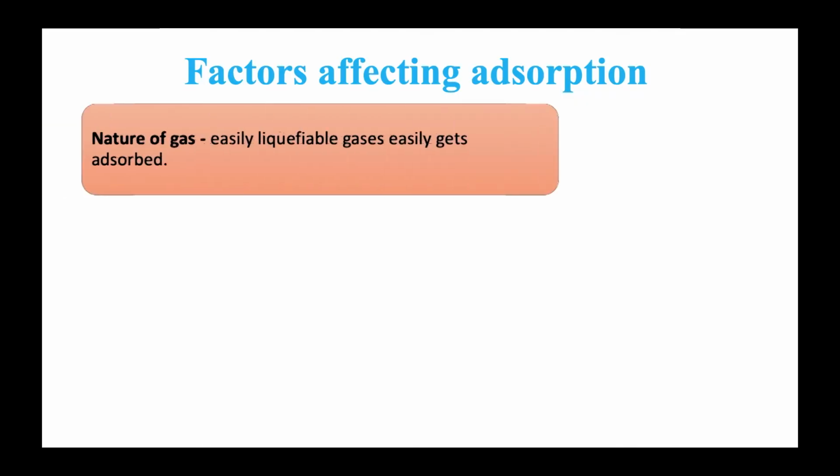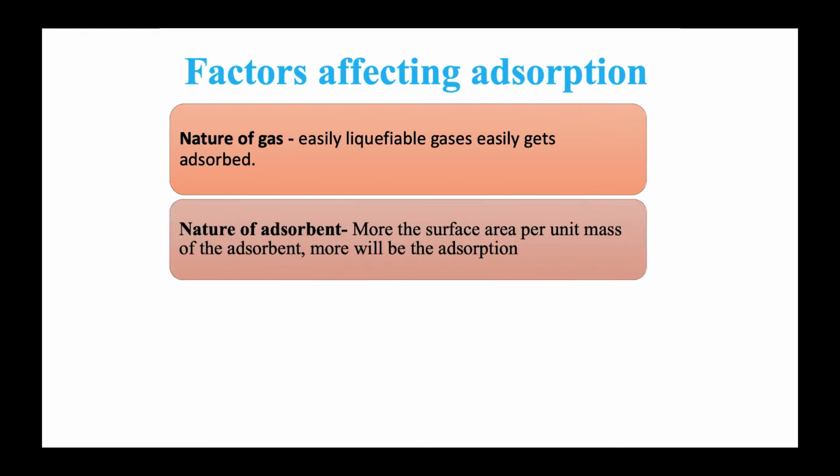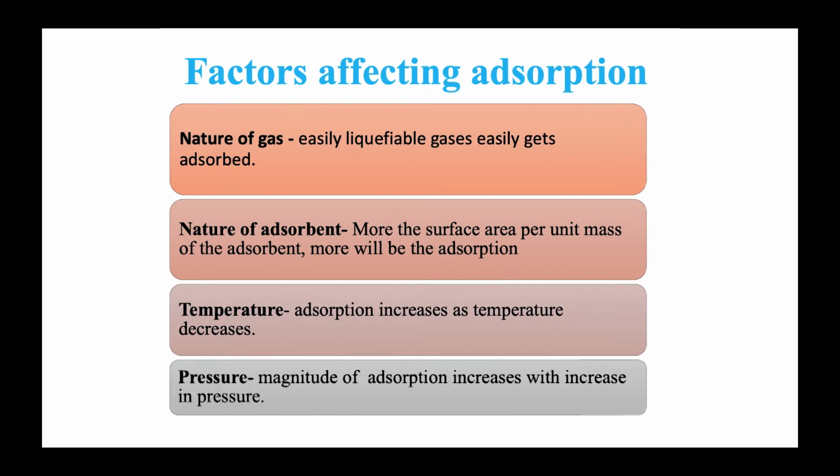Next is factors affecting adsorption. First one is nature of gas. Easily liquefiable gases easily get adsorbed. Nature of adsorbent: the more the surface area per unit mass of the adsorbent, the more will be the adsorption. Next factor is temperature. The process of adsorption increases as temperature decreases. The next is pressure. Magnitude of adsorption increases with increase in pressure.